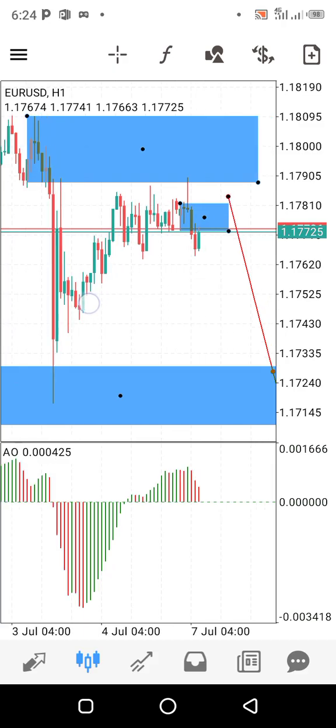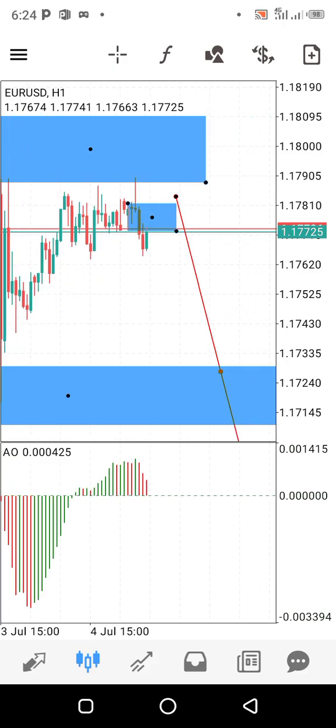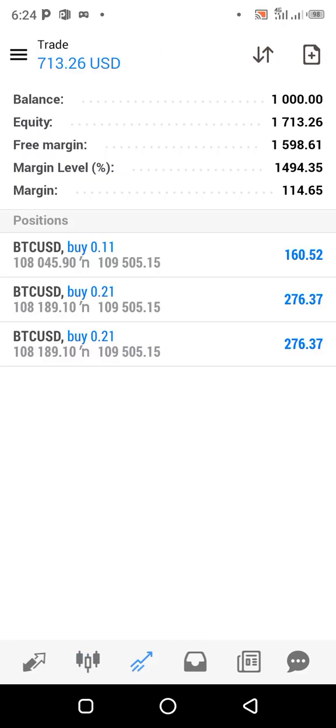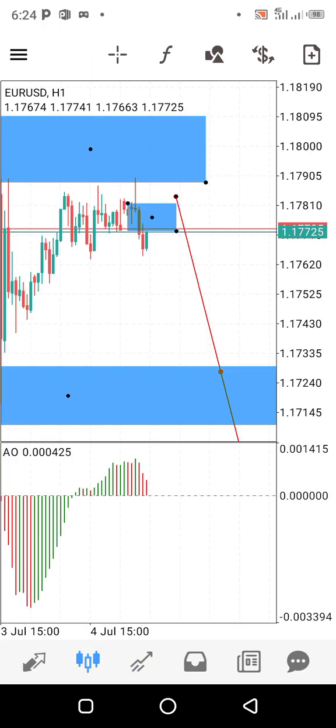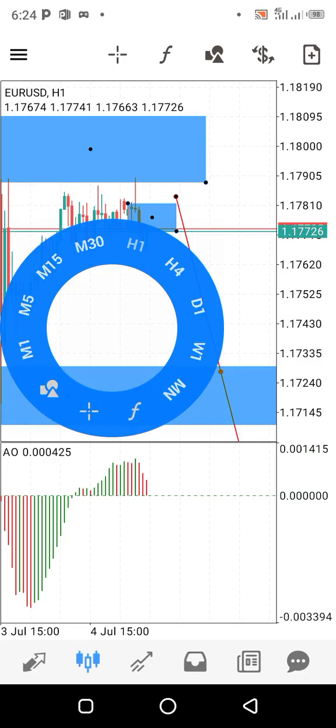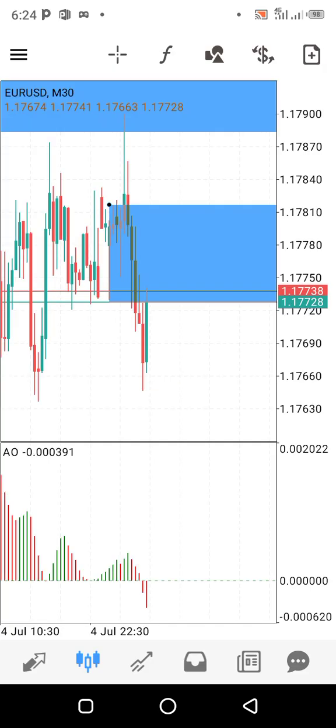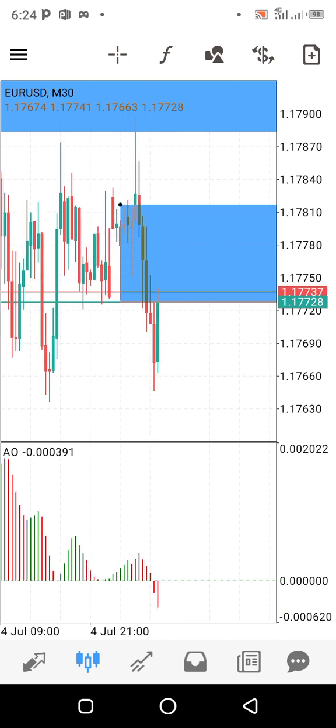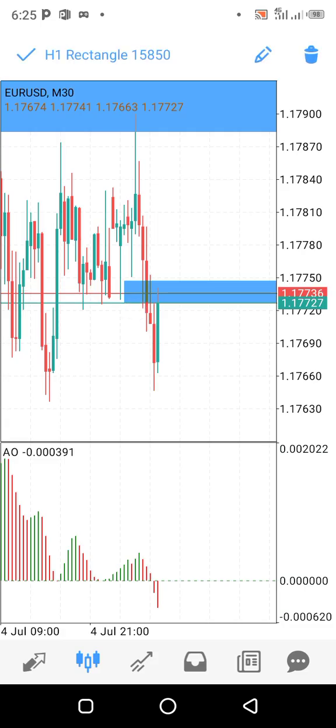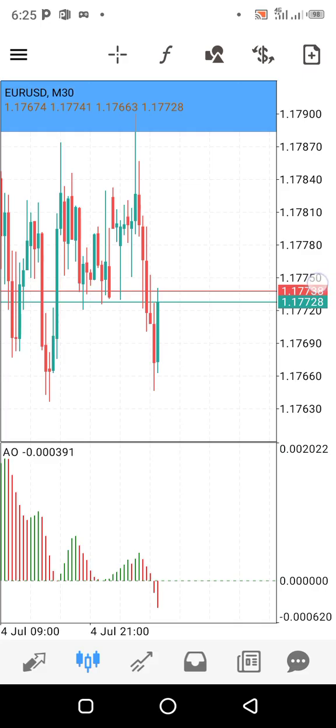Okay, so what should I do? Well, let me first close out some positions on BTC USD. Have you guys understood everything about this EurUsd pair? So if I go to the M30, we see that price is already breaking towards the downside. Okay, price is already dropping. It's already dropping some good pips. So what do we do?